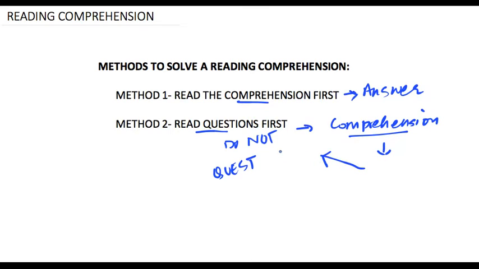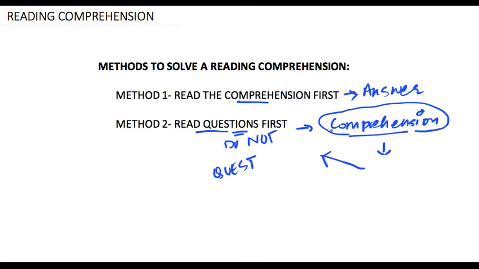In the second method, while you're reading the comprehension, you try to answer the questions which you have just read. So this is an approach which goes upside down by reading the questions first, going on to the comprehension, and covering the specific areas which have been asked in the examination. Whereas in the first method, you follow a straight approach by reading the comprehension and then moving towards the answers. The problem with the second approach is that when you read the comprehension, you're trying to figure out the answers to the questions that you have just read.